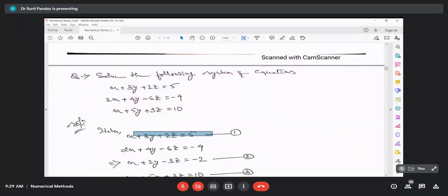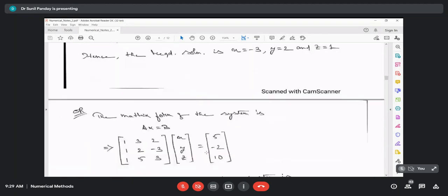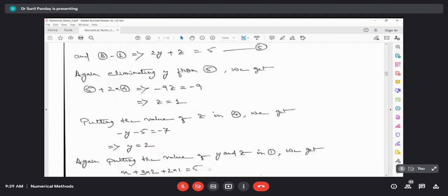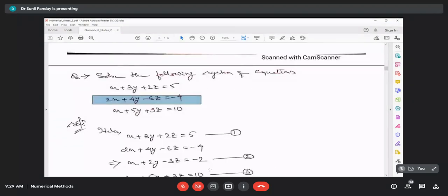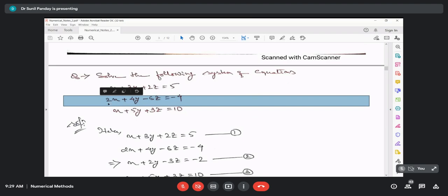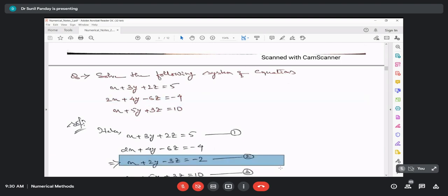x plus 3y plus 2z equals 5. And here I think he interchanged the rows. Okay, actually in this second equation, you can see we can divide it by 2, because 2 is a common factor in the left hand side and right hand side. So this equation is equivalent to this equation: 2x plus 2y minus 3z.